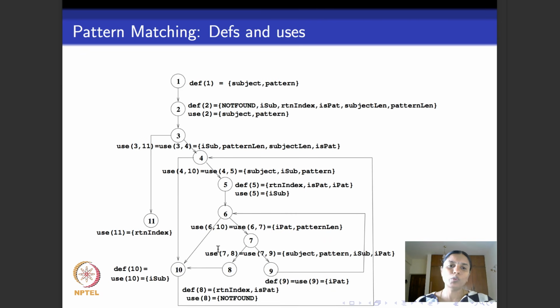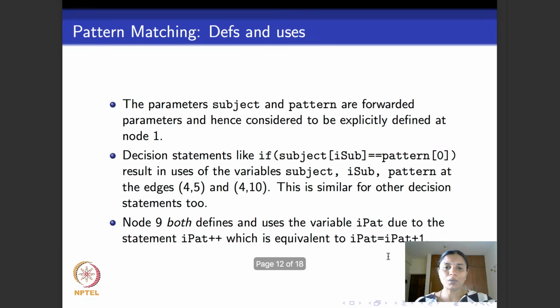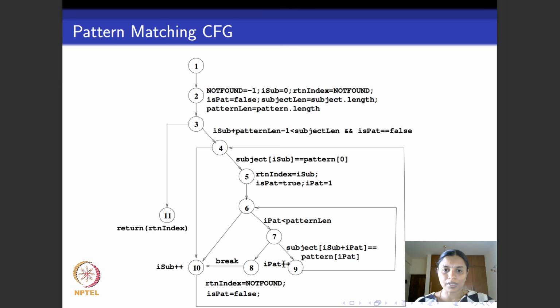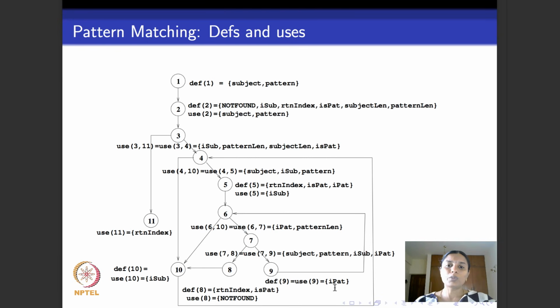Is it clear? So if I move on like this, use of this edge (6,10) and this edge (6,7) are all the variables that come in the predicate corresponding to the for loop. Use of this edge (7,8) and the edge (7,9) are all the variables that come in the if predicate. And then what do I do at 9? At 9, I do this. I increment the index of searching in the pattern by doing iPat plus plus. So what is iPat plus plus? That reads as iPat is equal to iPat plus 1. So if I read it that way, I am using iPat both on the left hand side and on the right hand side. So it is both defined and used at node 9. So that's where def of 9 is the same as use of 9, and that is the singleton set iPat, right? I go on like this, finish, right?